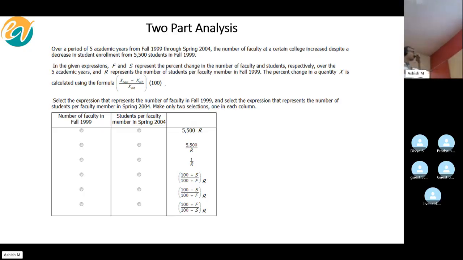All right, guys, any progress? No, by just looking at the operations, you will not be able to find the answer. You need to arrive at an answer. So what's the answer you are arriving at? That's important. The first one is 5500 by R. All right, very nice. Second, the number of faculty in fall 99, you guys are saying 5500 by R. Okay, all right.